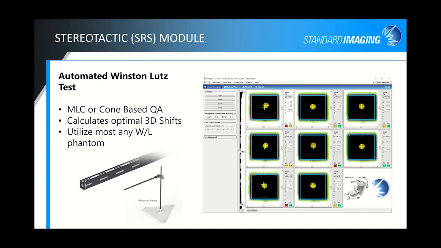But basically, when you run the test, you bring in your images. It will automatically calculate your deviations in the in-plane and cross-plane on the different images. And then you'll see on the left the 3D calculation, which gives you those optimal couch shifts for the X, Y, and Z direction to get that system positioned correctly and accurately for isocenter.